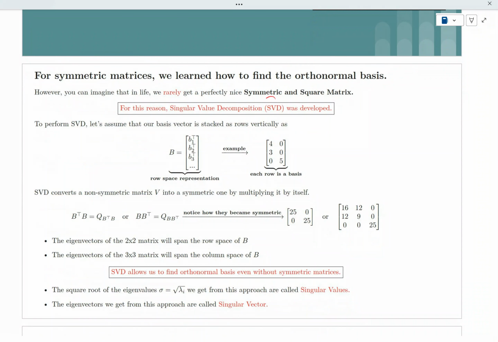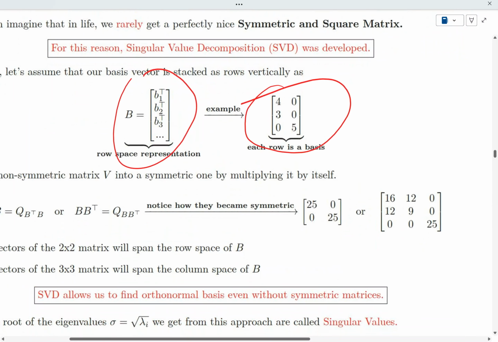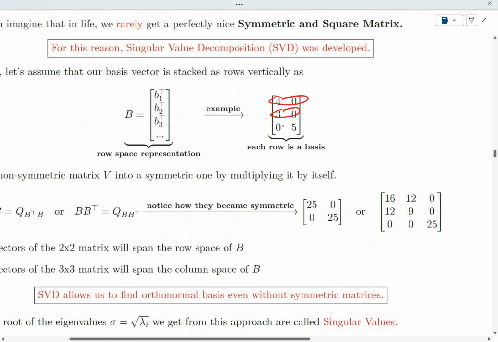So this is when SVD, or singular value decomposition, was developed. You no longer need symmetric matrices to have this kind of relationship. To perform SVD, let's assume that our matrix is stacked this way. Notice this is not symmetric, right? It's not square. You cannot take the transpose and get the same matrix. Each row is a single basis, so you have three bases.